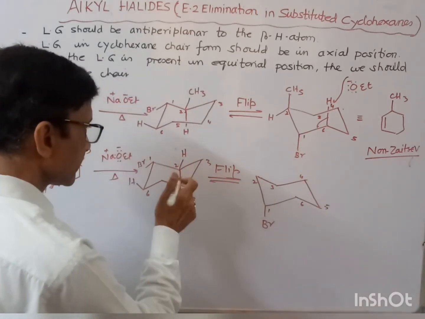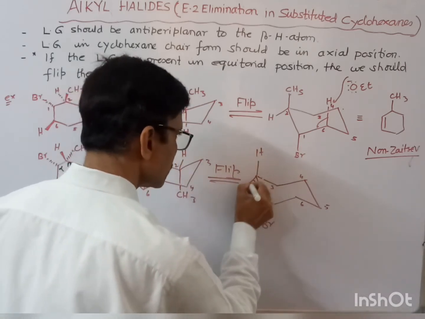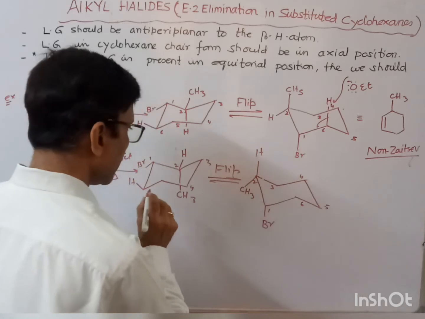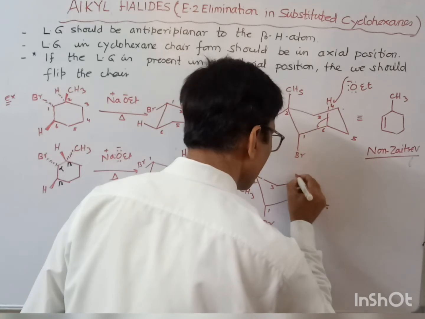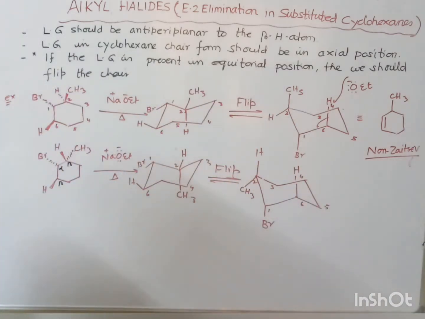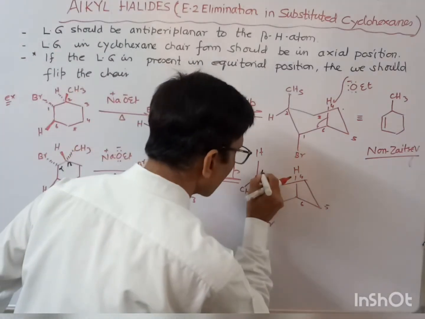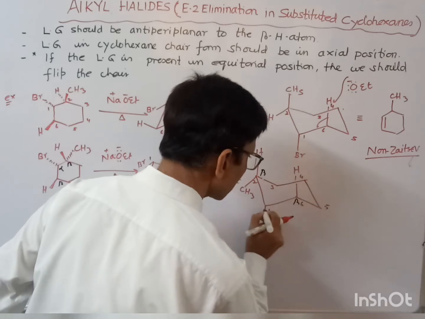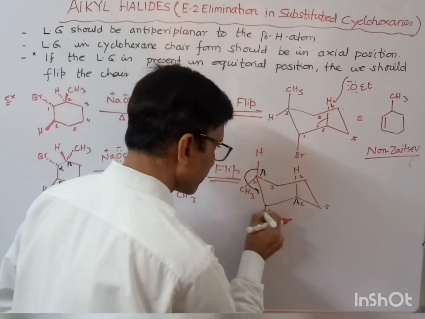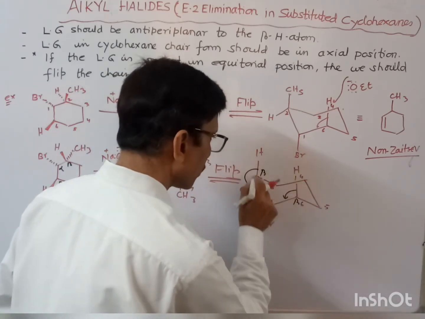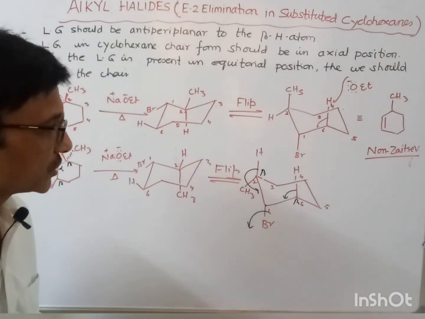So at the second position, hydrogen is above, so I can write hydrogen above. CH3 is below. And at the sixth position, you can see this hydrogen is above. Now in this case, both are beta H. This is one of the beta carbons, and this is also a beta carbon corresponding to this. So both can be removed, either this or this. So the double bond may come between first and second, or between first and sixth.